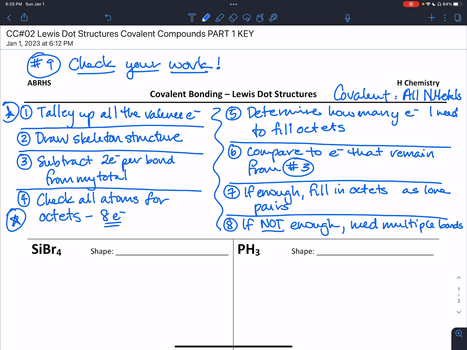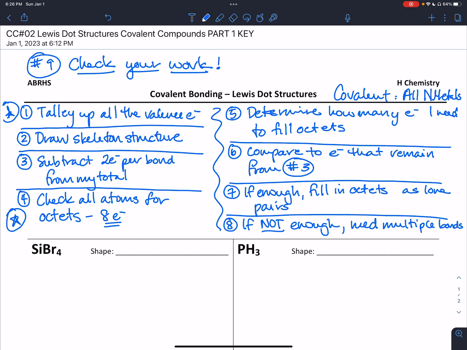So again, tally up all the valence electrons you have to work with, draw a skeleton structure, subtract 2 electrons per bond from total due to that skeleton structure, then check all atoms for octets, determine how many more electrons I need to fill in those octets, compare that number to what remain from number 3.